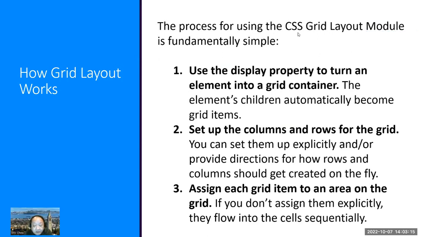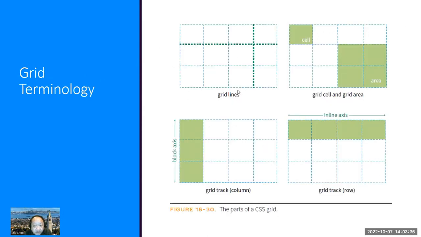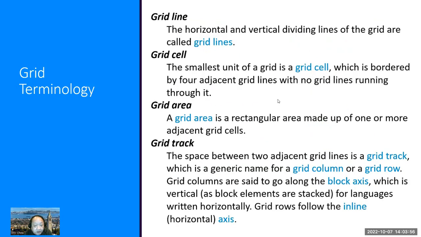Incidentally, the process of using the CSS grid module is fundamentally simple. Use the display property to turn an element into a grid container. So you have an outer division, you turn it into a grid container, and the inside will be grid, and then the inside divisions will be put into the grid format. You would have grid lines and grid tracks. Grid terminology: each one of these is a grid line, and this one is called a grid cell, and you have a grid area. This one is a grid track or column, and this one is a row. These are the basic terminology.